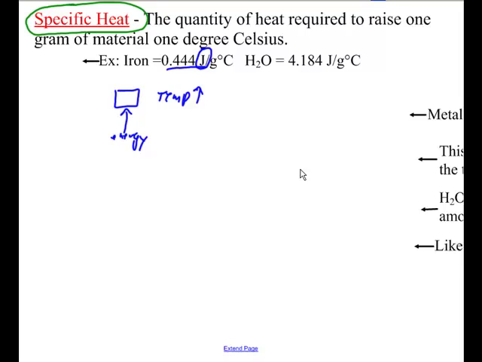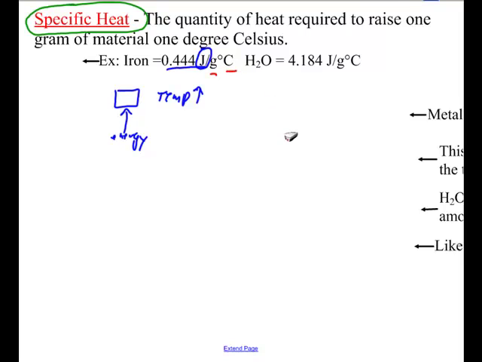What's an equivalent to joules in American units? How about a calorie? We know all about calories, right? A calorie is a unit of measurement that we use in the U.S., but the rest of the world, they use joules and kilojoules. So it's how much energy in joules per gram per degree Celsius.